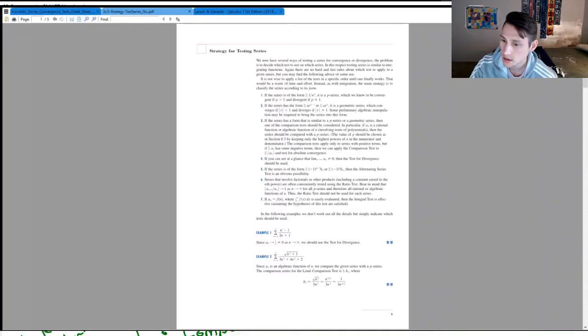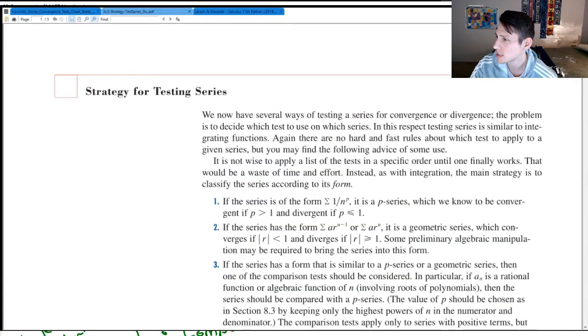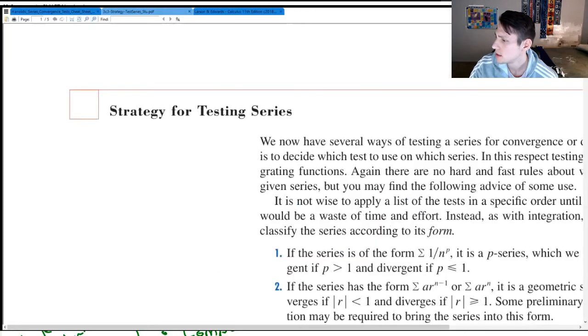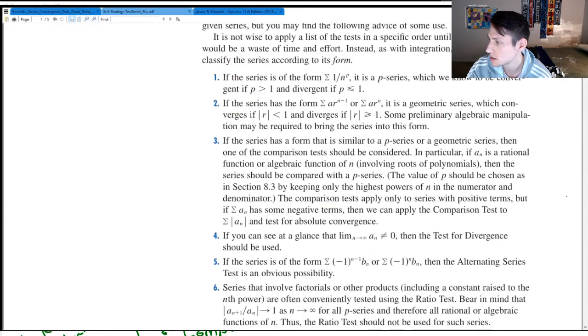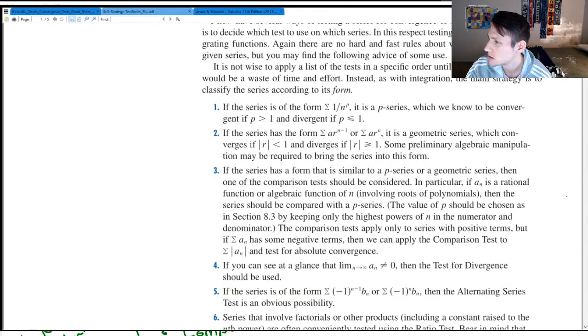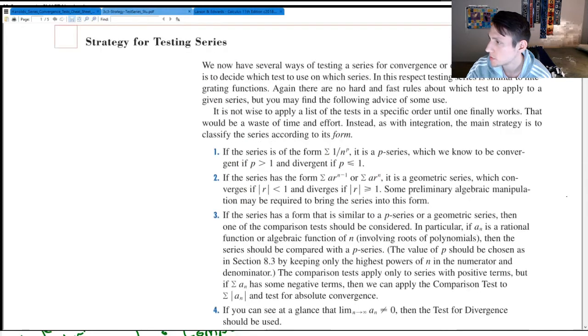And thirdly, I also sent you this: Strategy for Testing Series. This is basically just that flow chart, but in words form. It gives you various checks you can run through. It gives you a strategy.